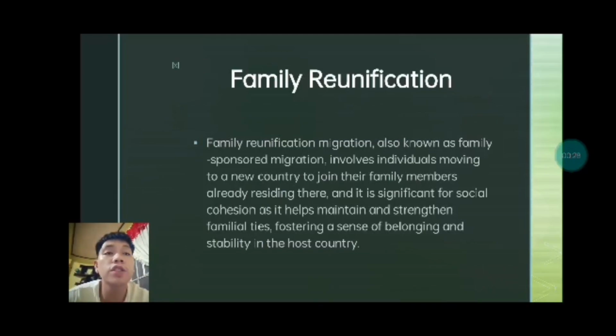Family reunification migration, also known as family-sponsored migration, involves individuals moving to a new country to join their family members already residing there. It is significant for social cohesion as it helps maintain and strengthen family ties, fostering a sense of belonging and stability in the host country.